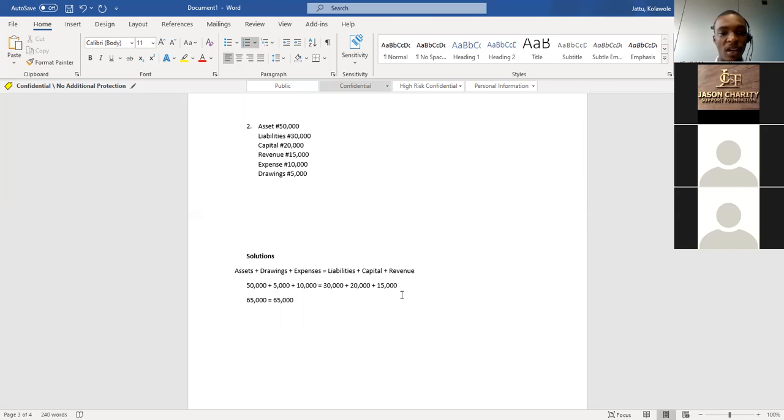revenue. Our liability is how much? 30,000. Our capital is 20,000 and our revenue is how much? 15,000. That one will be on the right-hand side. So the addition of these two, as we all know that we are dealing with accounting equation, which means the right-hand side must be equal to the left-hand side. It must always be equal to the left-hand side. If not, then something is missing. Do you understand? So that is why we arrive at our 65,000 equals to 65,000.